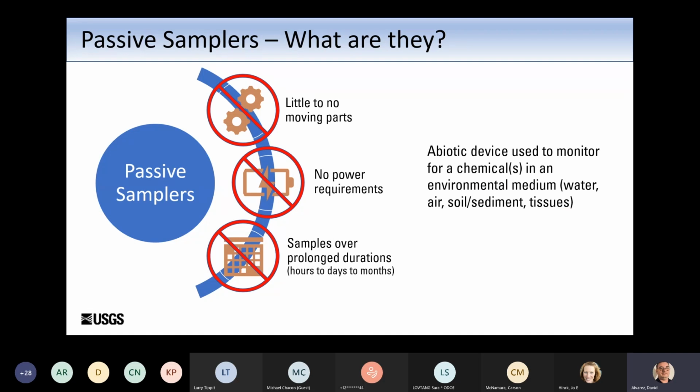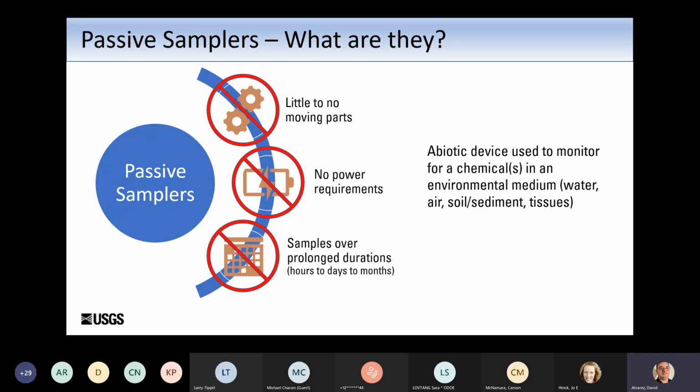And again, towards the end of this, I'm going to share some case studies, just to show how the samplers have been used in real scenarios, a couple of which are different cases. But I want to get everybody at the same starting point, at least so you have an understanding of what I'm talking about before we actually get into the examples. So what is a passive sampler?